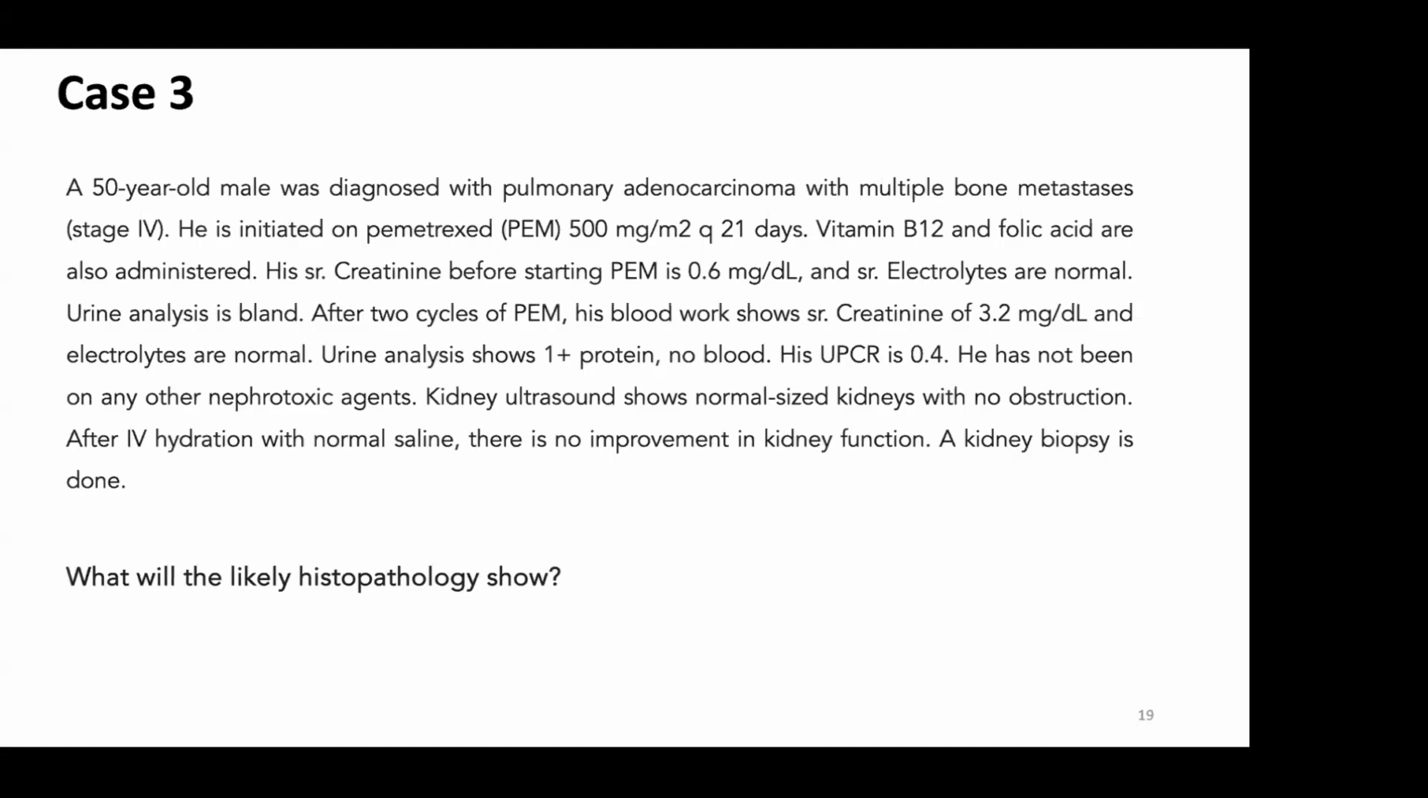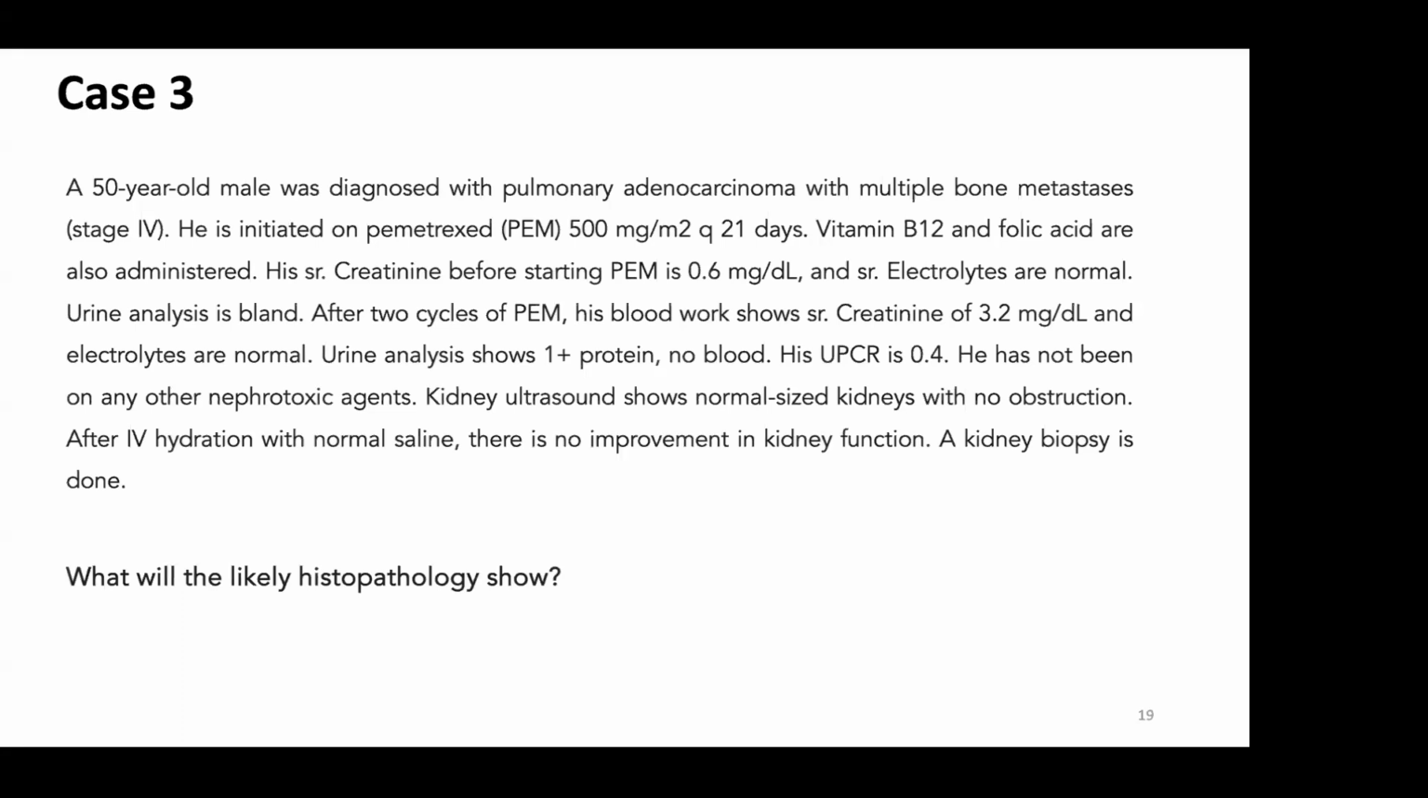So this is a 50-year-old male who's diagnosed to have pulmonary adenocarcinoma with multiple bone metastasis. He's initiated on pemetrexed. So remember, pemetrexed is also an antifolate compound, which is similar to methotrexate, but with a better side effect profile. The patient is treated with pemetrexed 500 milligrams per meter square body surface area every 21 days. Vitamin B12 and folic acid are also administered. His serum creatinine before starting pemetrexed is 0.6.